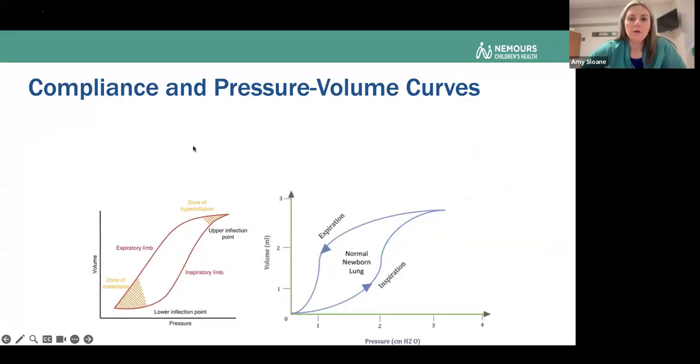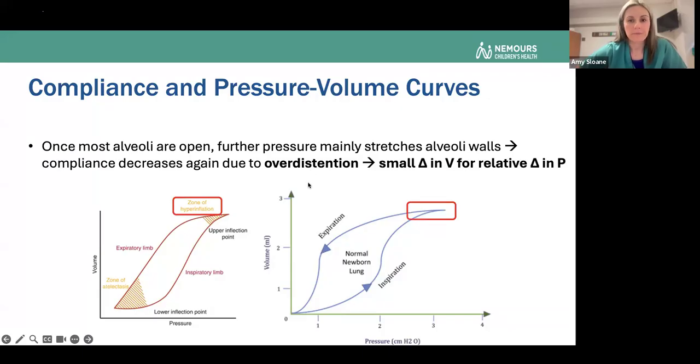So now, once most alveoli are open, further pressure doesn't really do too much for you except stretch the alveolar walls, and compliance decreases again due to overdistension. So you actually only get a really small change in your volume for a relative change in pressure, but you don't actually open the alveoli anymore. If you keep going with this, you end up getting this narrowing up here that you can see on the ventilator, which is called beaking.